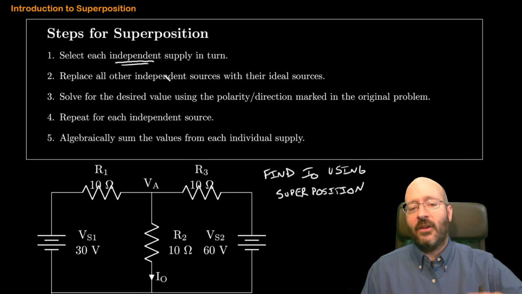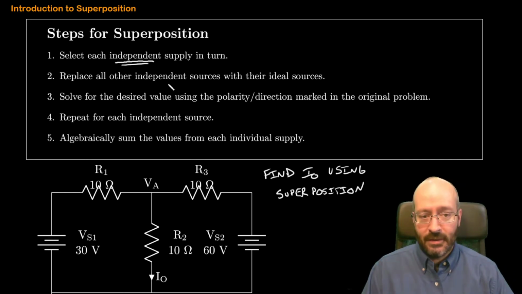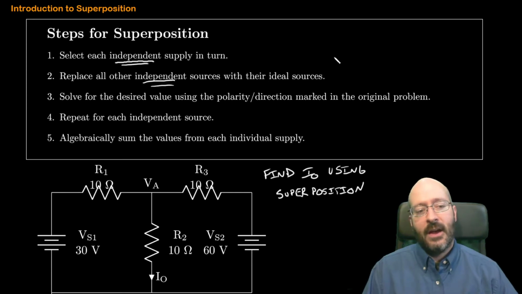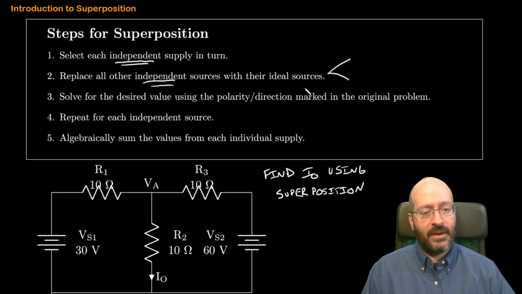We want to replace all other independent sources with their ideal sources, and we haven't talked about ideal sources yet. For now, what that means is their ideal resistances, really. Look at that, I'm editing myself. Resistances. If you're following along in my unedited notes, now you know why they're unedited.